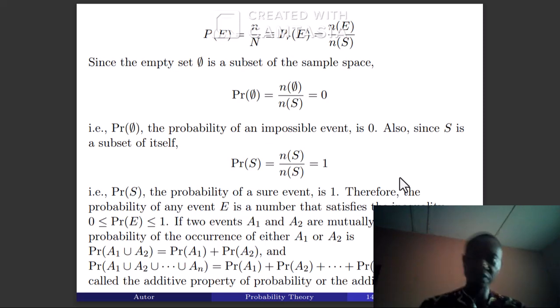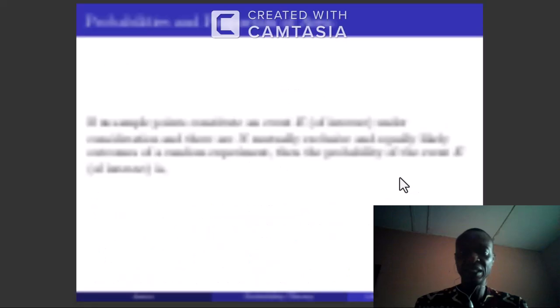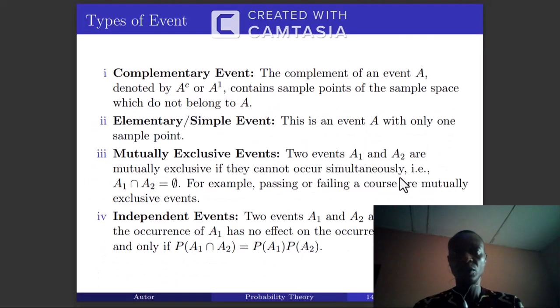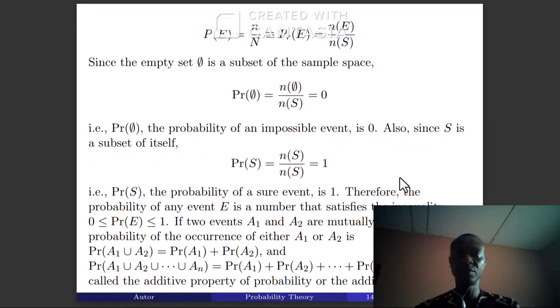That's the number of events over the total number of sample space. Total number of possible outcomes, that is the sample space. Event of interest, like in the example we have above. In the first one, the probability of at least 2 tails. Our interest is in getting 2 tails in succession. So that is the event. The total possible outcomes, all possible outcomes, that is 8. So that is what we are saying here: number of events over number of sample space.